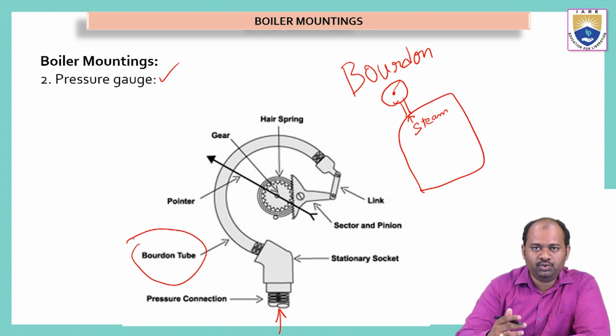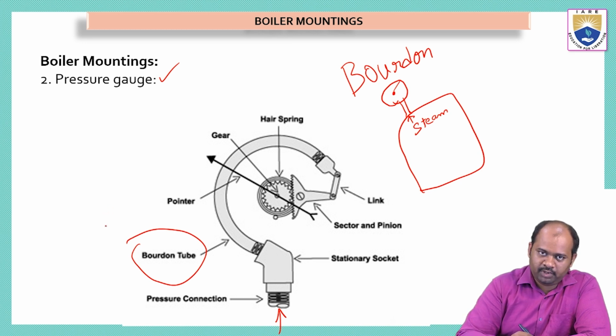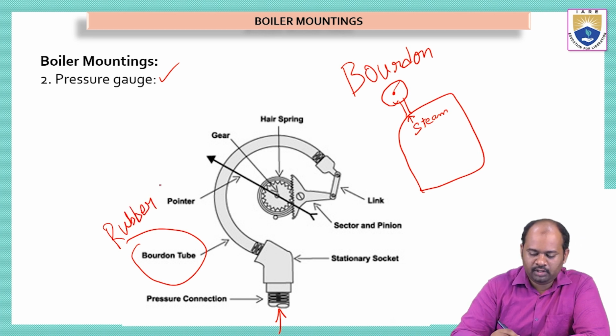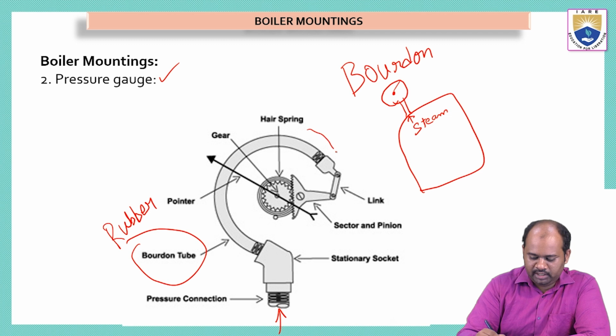So this is a Bourdon tube which is placed inside the pressure gauge. This Bourdon tube is made up of rubber. So what happens is, whenever the pressure of the steam that is entering the tube increases, it will go on expanding. It will expand in this direction, and at the end of this Bourdon tube we have a lever.